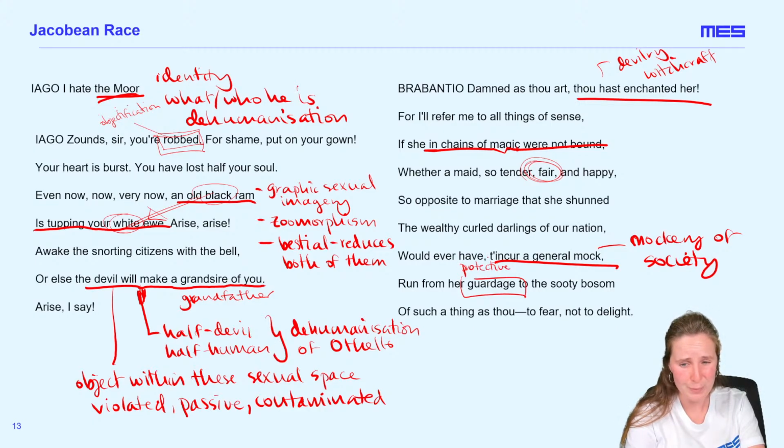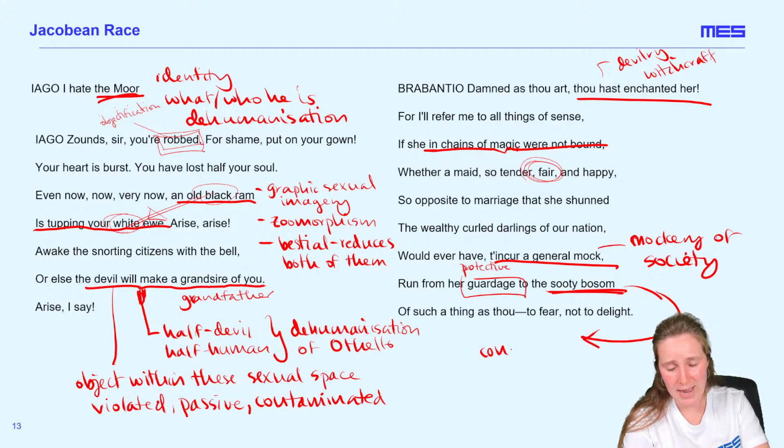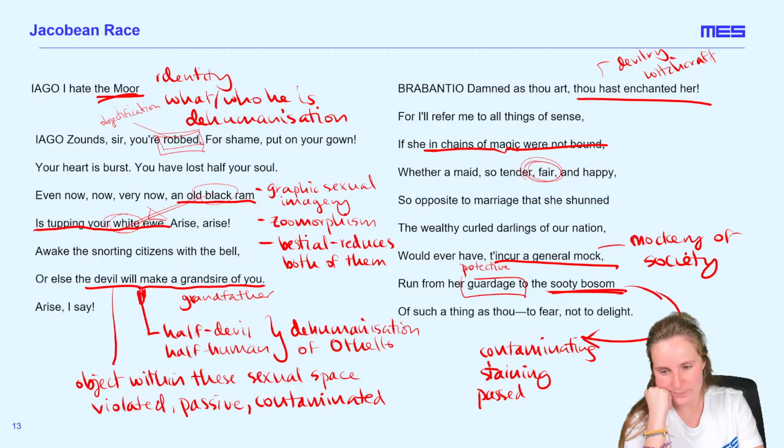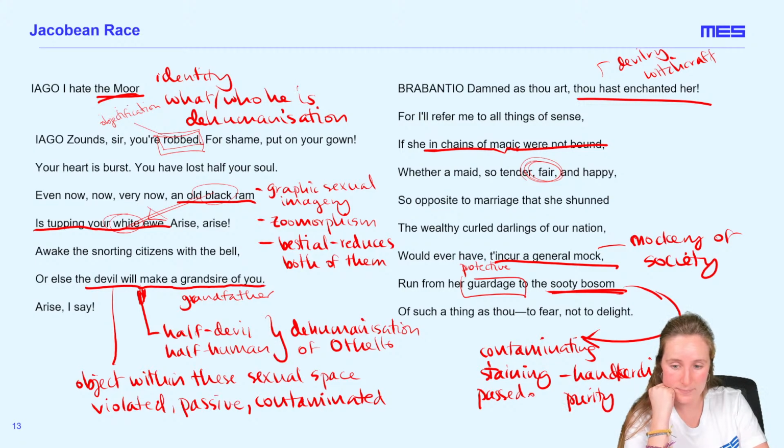and run from her guardage, from her protective place. But it almost gives this idea of a cell, right? "From her guardage to the sooty bosom of a thing as thou, to fear, not to delight." This idea of sootiness being something that's contaminating, that's staining, that can be passed by contact from one to the other. Like if you get ash or soot on your hands and then touch something white, it's going to damage it by leaving a mark on it. This links to this idea of the handkerchief, right? And this idea of purity versus staining. "This sooty bosom of a thing, such a thing as thou."